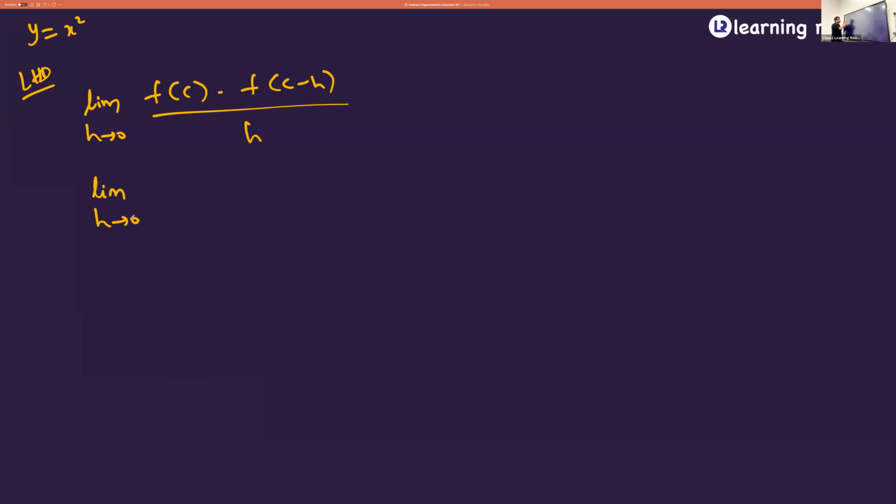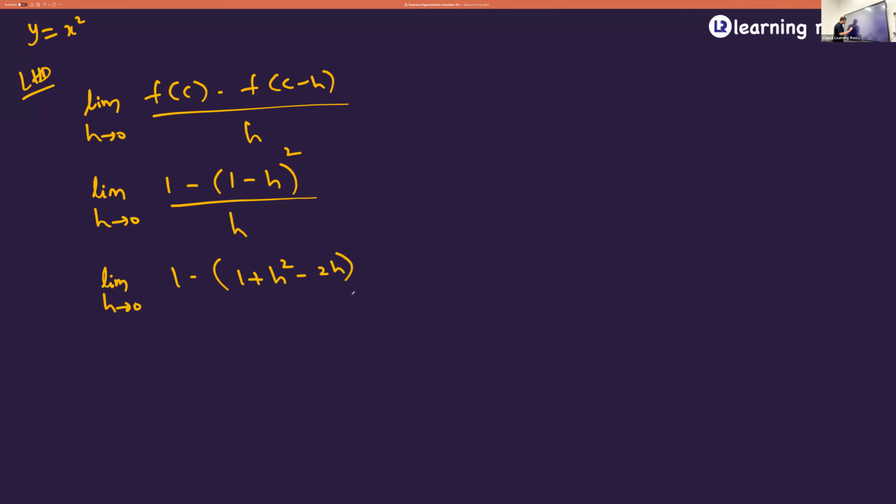Limit h tends to 0. What is f of 1? I substitute 1 here, 1 minus f of 1 minus h, the whole divided by h. Right. So then what will you have? Limit h tends to 0, 1 minus of 1 plus h square minus 2h divided by h. So 1 and 1 will get cancelled. So what is common in the numerator? Take that h outside. You will have limit h tends to 0, h into minus h plus 2.